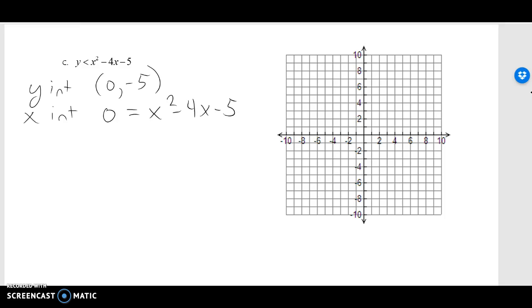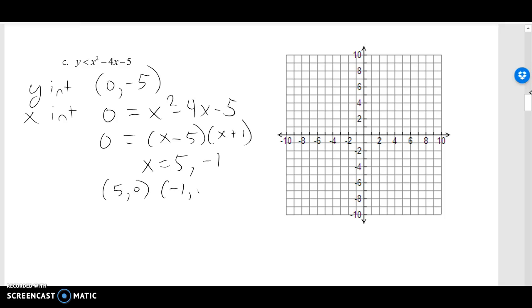So we have to solve this equation. And we get the solutions x equals 5 and x equals -1. So our x-intercepts are 5, 0 and -1, 0. Then the other point we always want to find is the vertex. So a is 1, that's the coefficient of x squared, b is -4, and c is -5. Notice the c value is always what gives us our y-intercept.